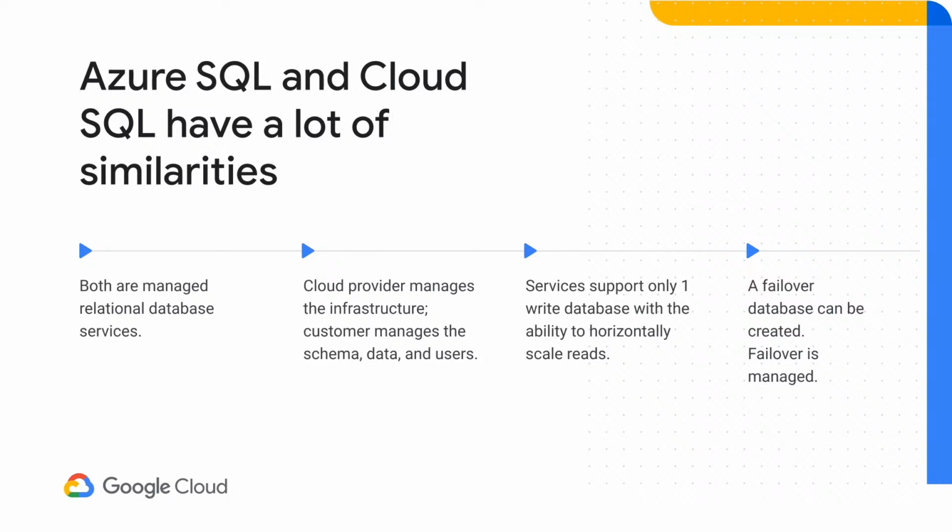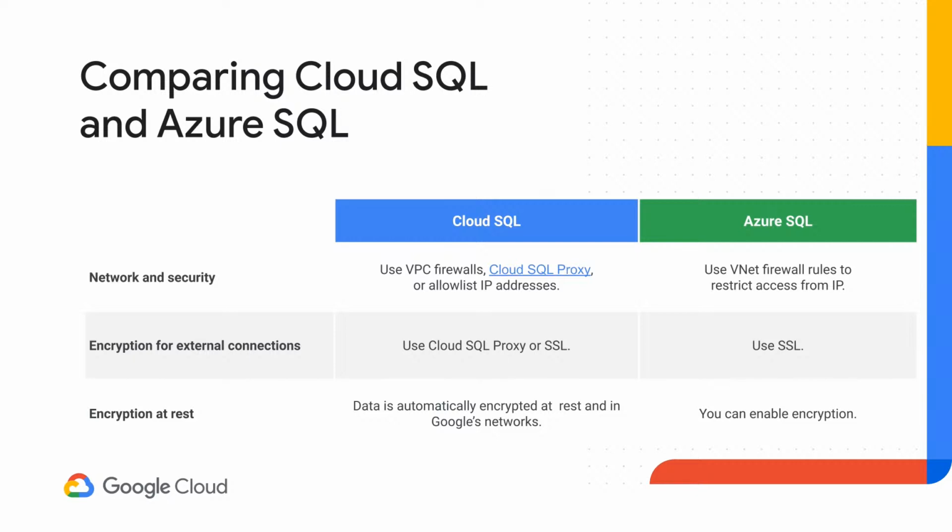You can make a single write database larger. You can horizontally scale reads with read replicas and put them in different zones or availability zones. A failover replica can be built into another zone or availability zone. The cloud provider is responsible for the failover process. Let's compare Cloud SQL and Azure SQL. In Azure SQL, you can enable encryption of data at rest. Cloud SQL customer data is encrypted by default when on Google's internal networks and when stored in database tables, temporary files, and backups.